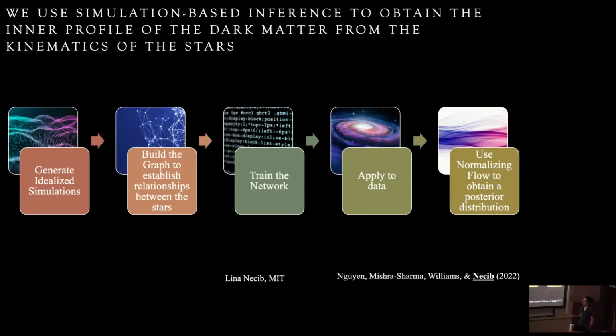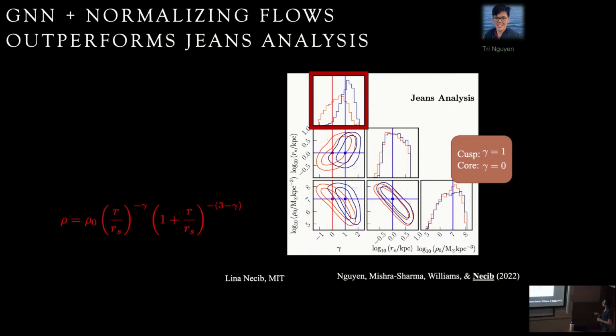The way that I think about it is that we generate these idealized realizations. We build a graph, and the reason that we're using graphs is because stars that are close enough together will be probing similar potentials. So they will have some connections where it's good for them to talk to each other. You train the network on these idealized cases, apply it to data, and use normalizing flow to get a proper posterior distribution. This work was led by my former student, Tri Nguyen, who is now a Sierra Fellow.